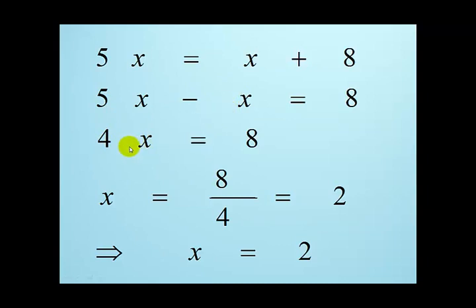So 4x equals 8. Now we are solving for x, so we divide the left hand side by 4 and we divide the right hand side by 4. When we divide the left hand side by 4, we are left with x, and this is equal to, when we divide the right hand side by 4, we have 8 over 4, and the answer is 2, because 4 goes into 8 2 times. This means that the value of x is equal to 2.